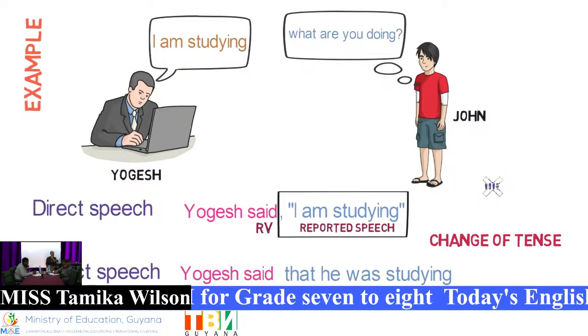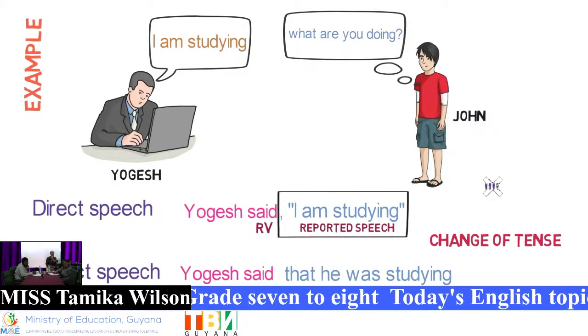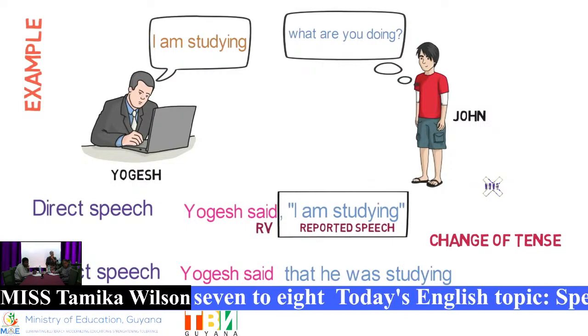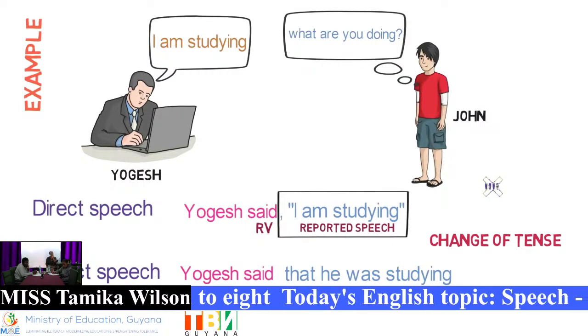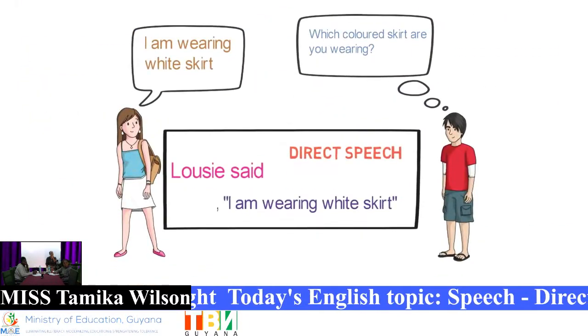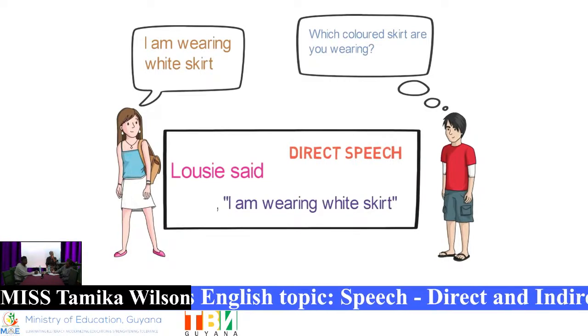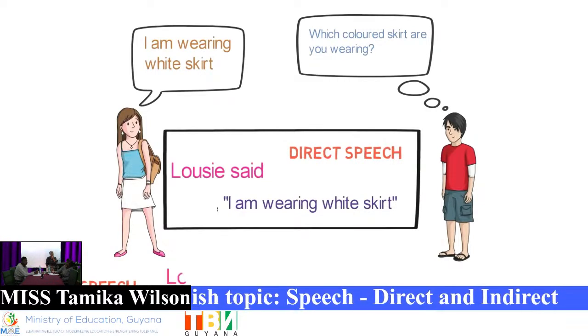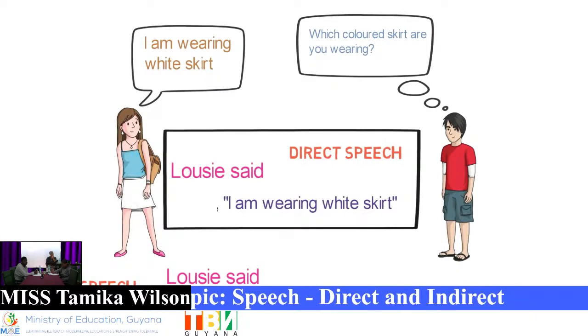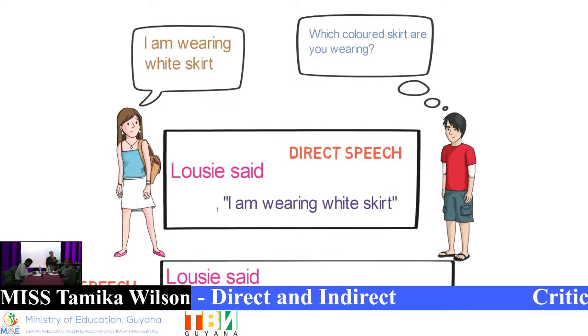And third is the use of conjunction that. Please remember these changes. Let's look into another example that we saw earlier. Lucy said, I am wearing white skirt. Converting this to indirect speech, it will become Lucy said that she was wearing white skirt. What are the changes you can identify here while converting from direct speech to indirect speech?